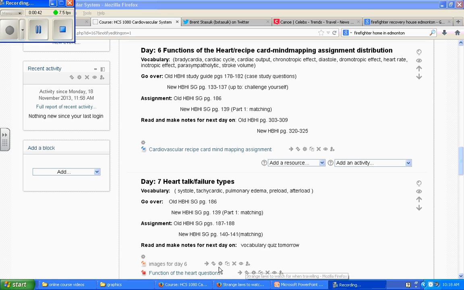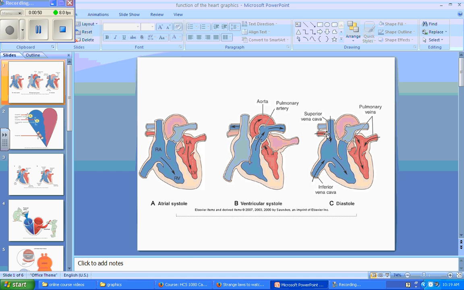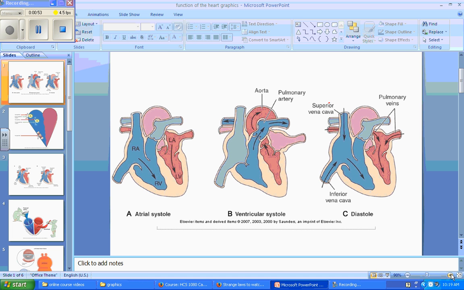So the graphics you should have uploaded, and I think I've got them on day 7 instead of day 6. I'll have to move that. If we look at the graphics as we pull them up here, they are the same as they are on page 299 in the textbook. So to start off with, the coordinated and adaptable pump, dealing with the cardiac cycle.